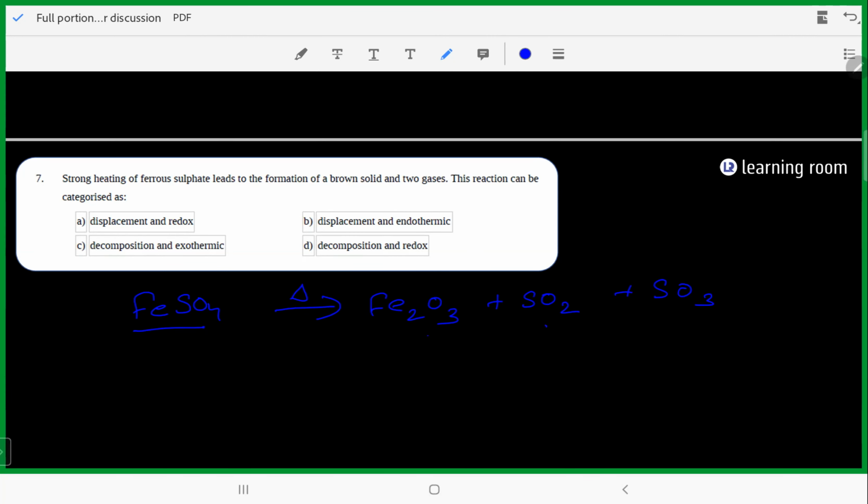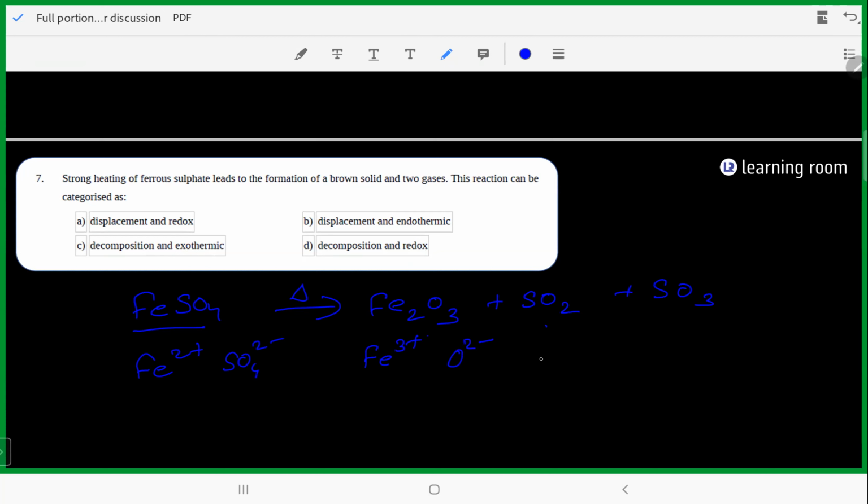It's not a displacement reaction. It is not an endothermic reaction. It is a decomposition reaction. So if it is a decomposition reaction, what type of decomposition is it? Is it exothermic or is it a redox? Now, if you are checking, it is Fe2+ and SO4 2-, correct? Here, this is Fe3+. This has become O2-.